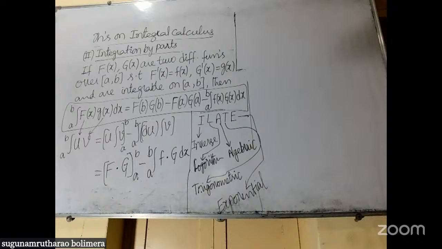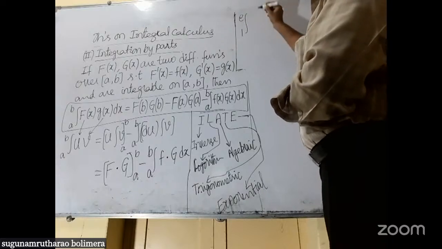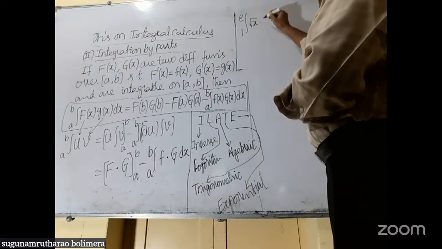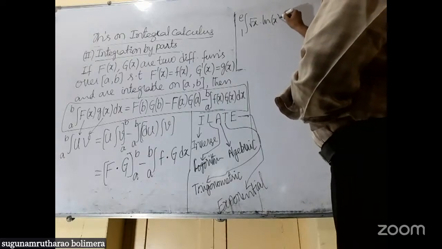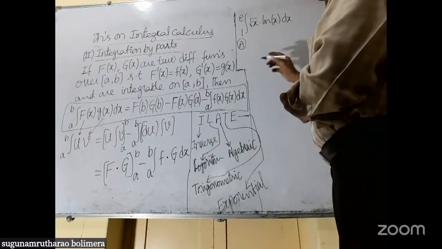Find the value of the integral from 1 to e of root x ln x dx. Find the value of the integral from 1 to e of root x ln x dx. I have given you the options also. Please put the options.